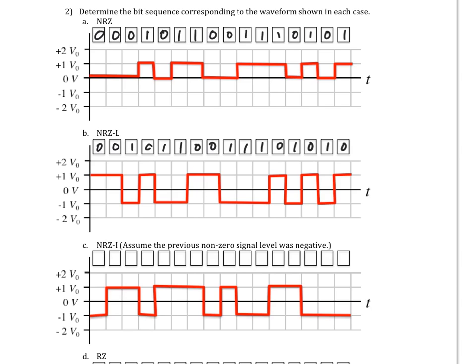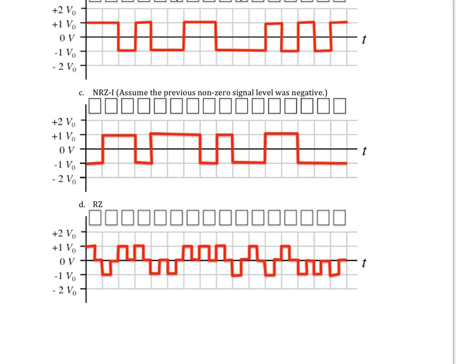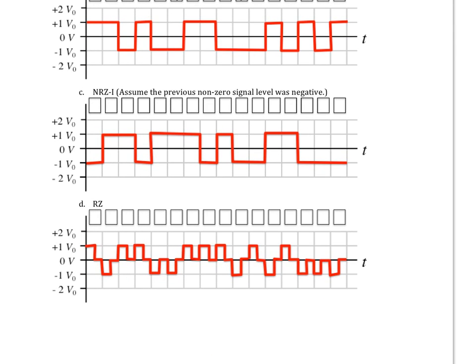Okay. NRZI is the trickiest of these, and the rule there says that a 0 bit gives no transition at the start of a bit period, and a 1 gets a transition at the start of the bit period. And each of these little horizontal things in time is a bit period. Okay, so here we have the time axis, and we have 1, 2, 3, 4, 5, etc. bit periods.